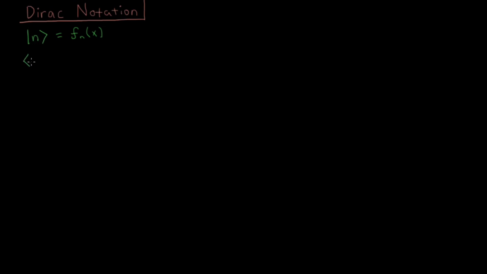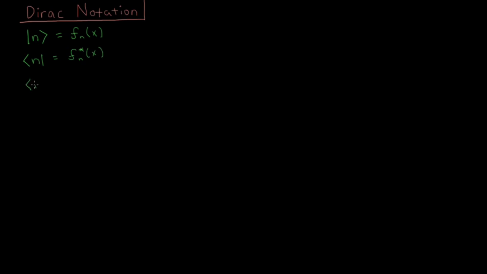And if we have the reverse, where we have a pointy open bracket on the left and then a letter or number and then a vertical bar on the right, this is going to represent the complex conjugate of that function.